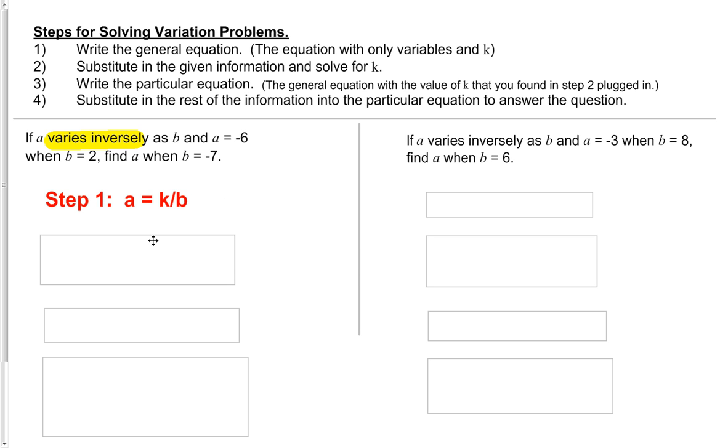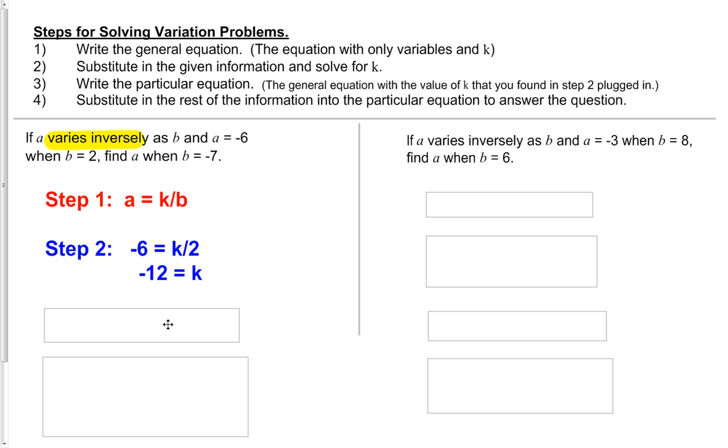Step 2, we need to solve for k. So we're given that A equals -6 when B equals 2. So we simply plug those values in, -6 and 2 for A and B respectively. Multiply both sides by 2, and we're going to get k equals -12.